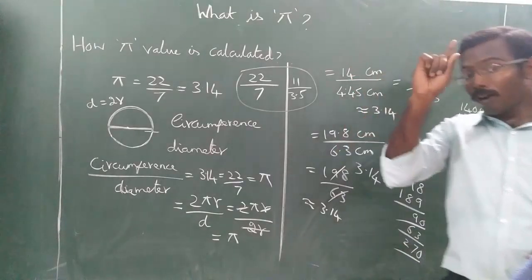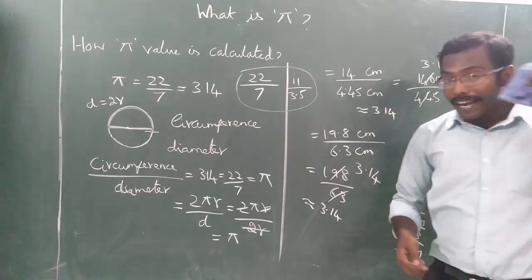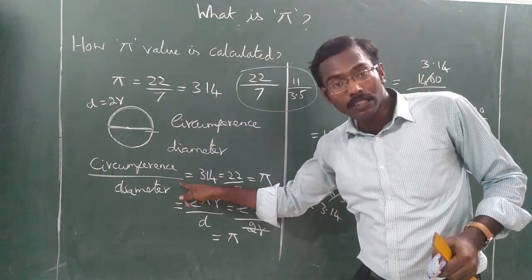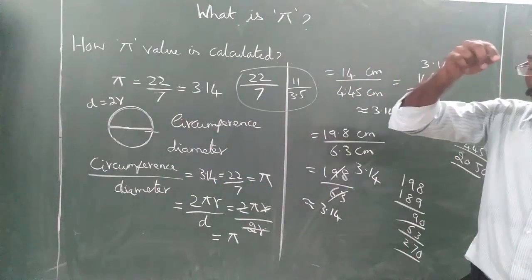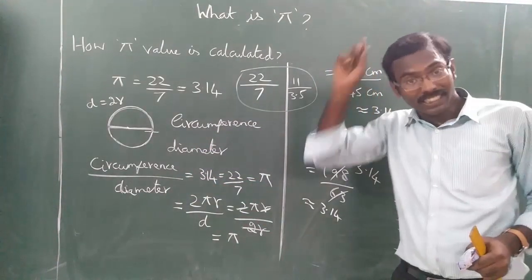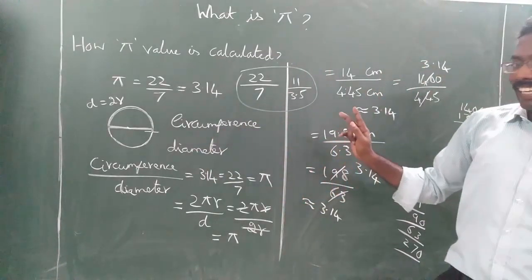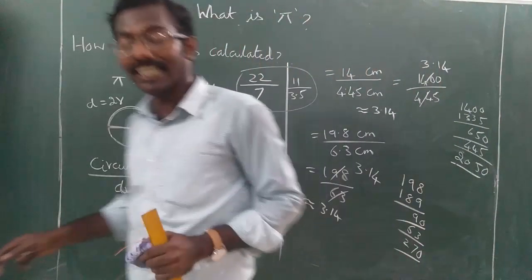So now I hope you got the idea about pi. Pi is a constant value, that is the ratio of circumference to the diameter of the circle. This ratio, the pi value, will always be the same, a constant for any circle. Okay, is it clear? I hope now you are clear with the pi value.